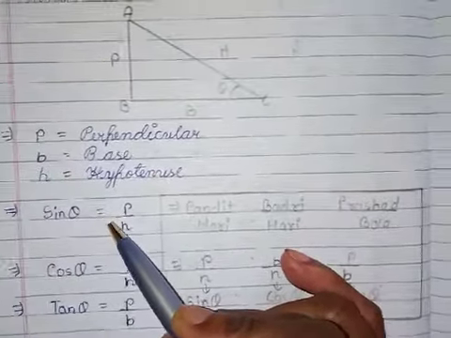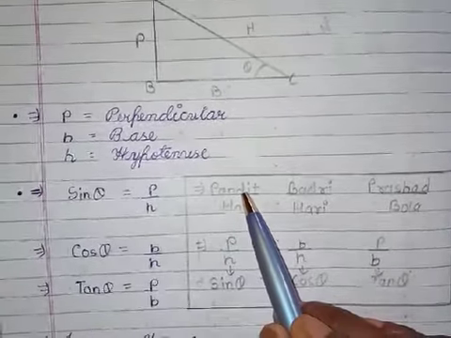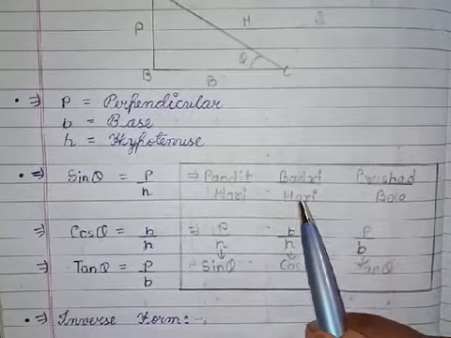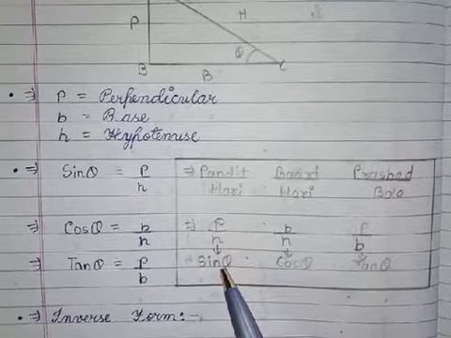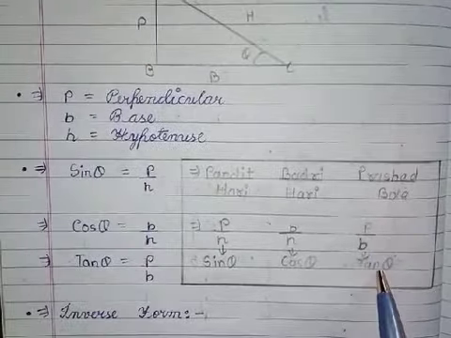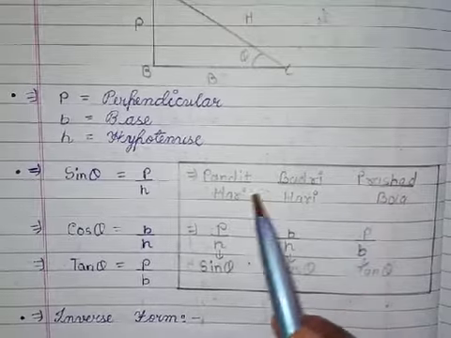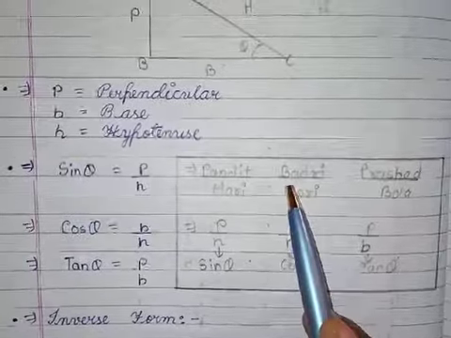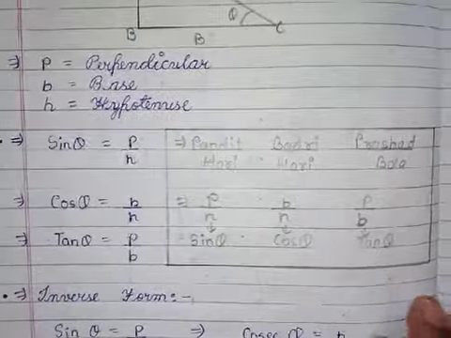You can remember this by this: Pandit Badri Prasad Hari Bol. So P by H is sine theta, B by H is cos theta, and P by B is tan theta. This is an easy way of remembering: Pandit Badri Prasad Hari Bol. P by H is sine theta, B by H is cos theta, and P by B is tan theta.